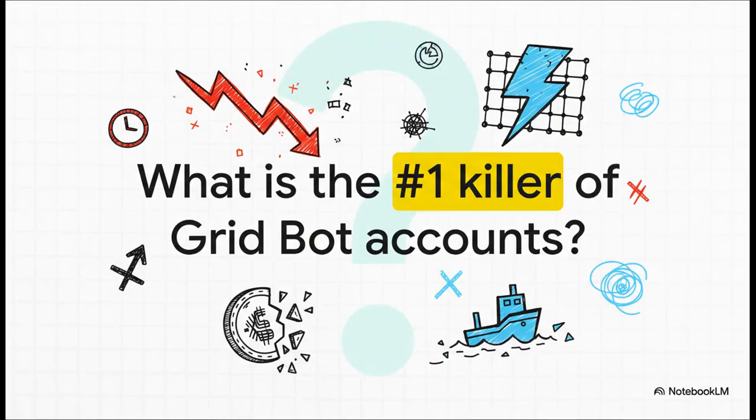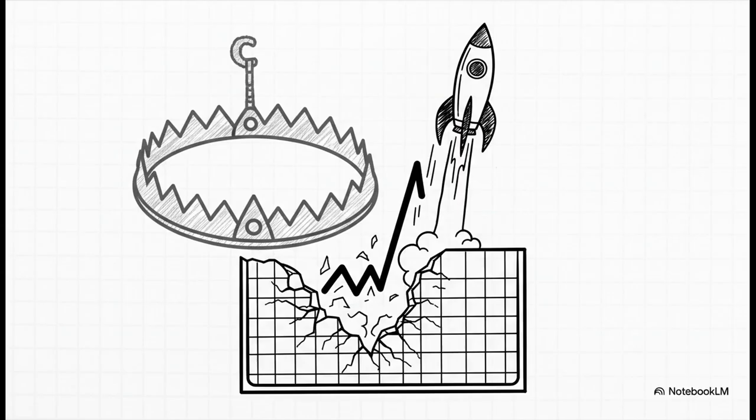Just think about it for a second. What is the single biggest thing that absolutely destroys a grid trading account? You got it. It's the classic pump and dump. A coin goes completely vertical, leaves your grid so far in the dust it's not even funny, and it never comes back. Your bot is either left holding a massive worthless bag or just gets flat out liquidated. It is the ultimate trap.